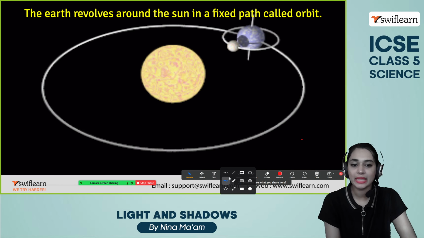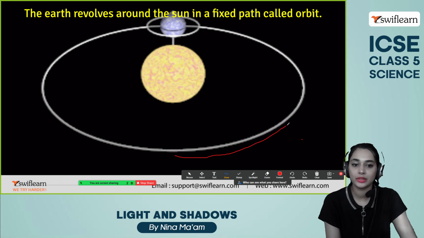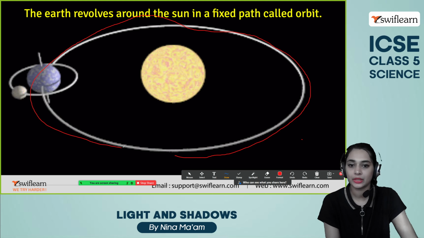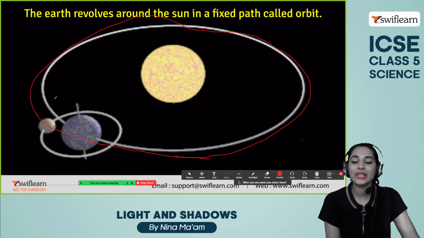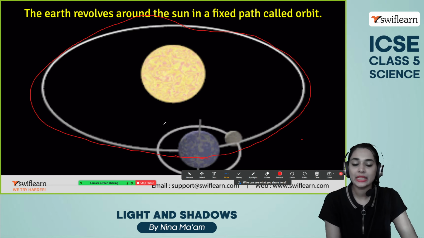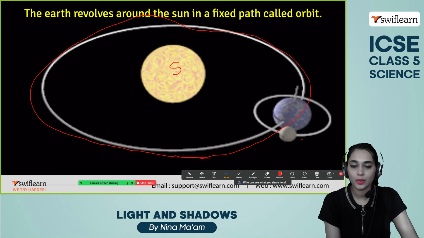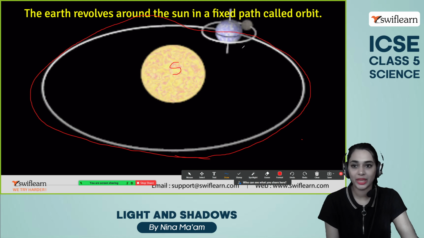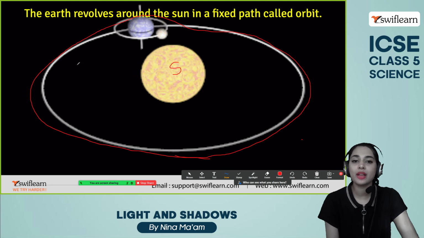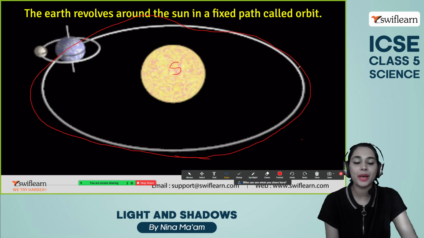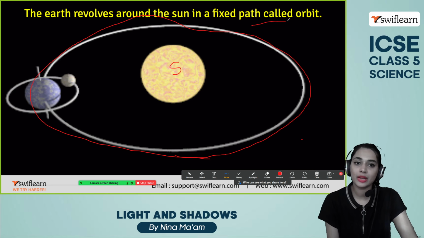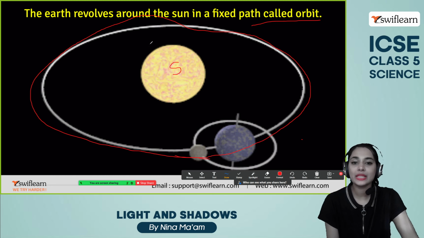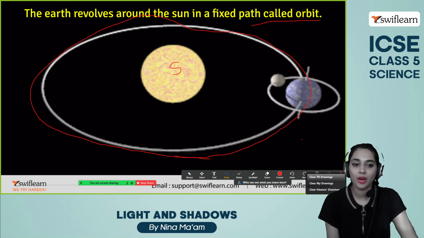Now you can see a wide path over here. It's a fixed pathway. In this one, you can see that the sun is over here. It remains constant. It's not moving, but the earth is moving. The earth revolves around the sun through a fixed pathway, and this pathway is known as the orbit. So the wide pathway around the sun is known as the orbit.